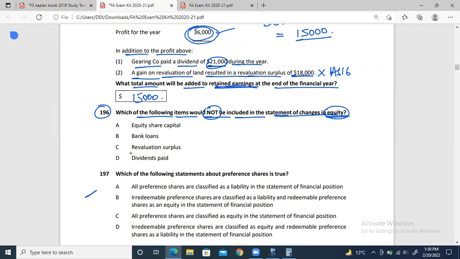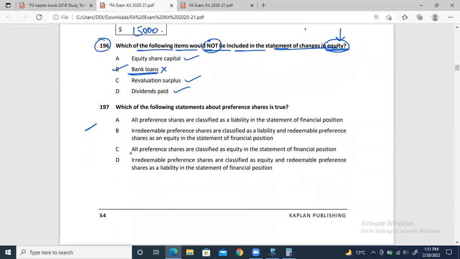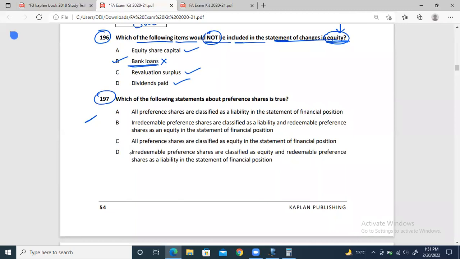Let's look at this. Equity share capital, this will be included, right? This is a part of this. Revaluation surplus, yes, this is also part of this. Dividends paid, yes, it's also part of this. So the only thing which is not included is bank loans, because bank loans is not equity, right? It's a debt. So why would debt go into the statement of changes in equity? Because we are recording only the changes for the capital, for the equity section. So the only thing that will not be included is bank loans over here. Okay, got it.